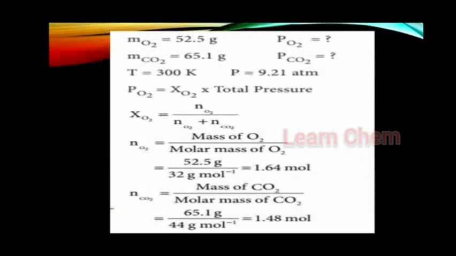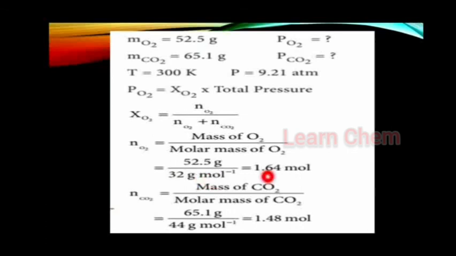So we know the partial pressure P of oxygen is equal to mole fraction of oxygen into total pressure. So first we have to find the mole fraction of the gases, then we can substitute the values in the partial pressure equation. The mass of oxygen is 52.5 grams, the mass of carbon dioxide is 65.1 grams, the temperature is 300 Kelvin, and the total pressure is 9.21 atmosphere. So we have to find the number of moles of oxygen first. Number of moles of oxygen is equal to mass of oxygen divided by molar mass of oxygen. The given mass is 52.5 grams, and oxygen is a diatomic gas, so the molar mass is 32 grams.